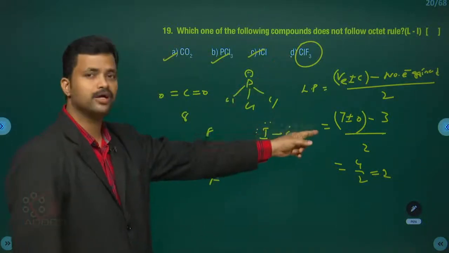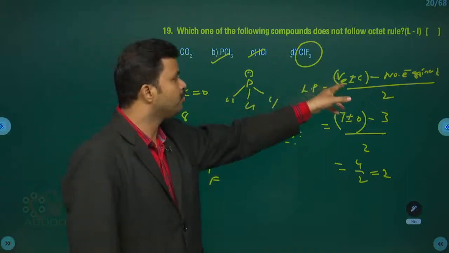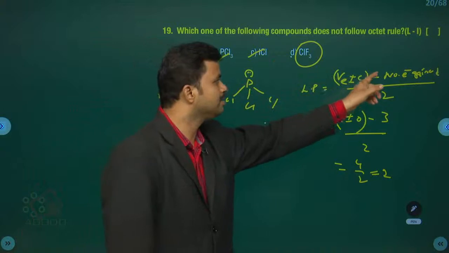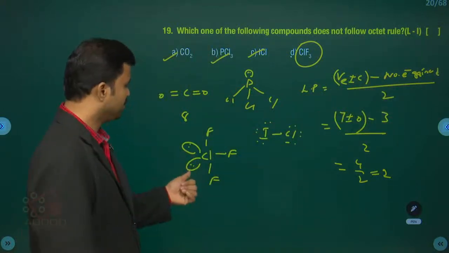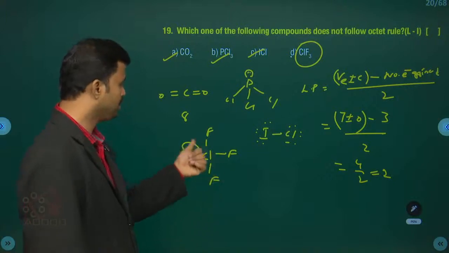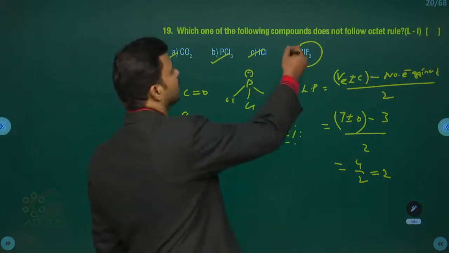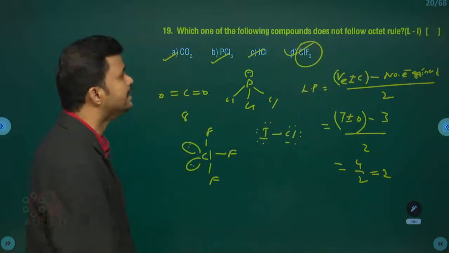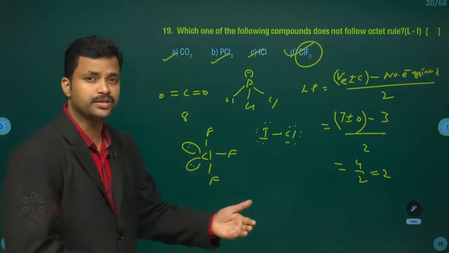Be good at this formula. Lone pairs: central atom valence electrons plus or minus charge, minus number of electrons gained, divided by 2. Then for chlorine, how many electrons are there? 6, 7, 8, 9, 10. It is the answer D. It does not have an octet, it is beyond the octet.